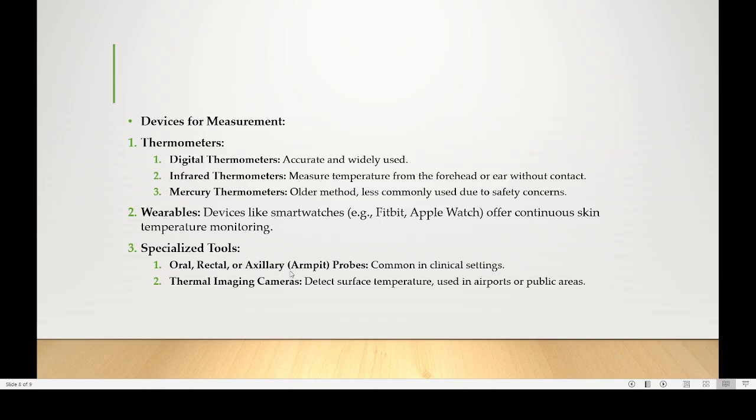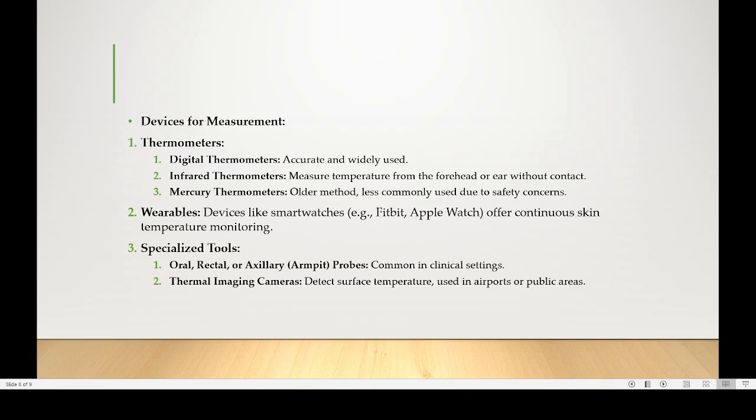Then the mercury thermometer, the older type. Mercury thermometer used to be the common type of thermometer, and these are the mercury thermometers. They are also common. Then we have wearables like Fitbit, Apple Watch. They give continuous temperature monitoring. Then specialized tools: oral thermometers, rectal thermometers, and axillary armpit thermometers.